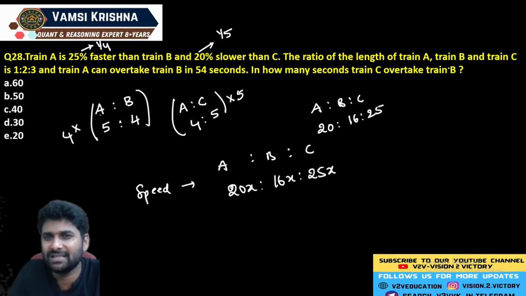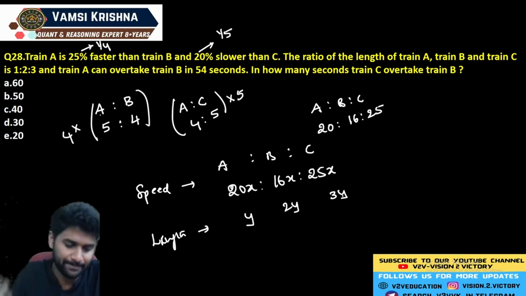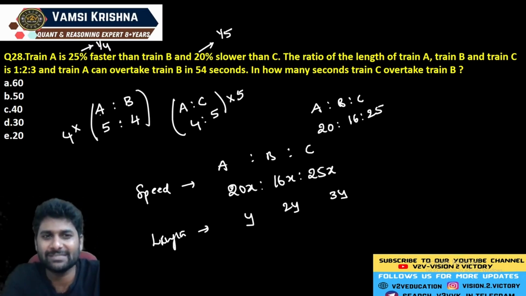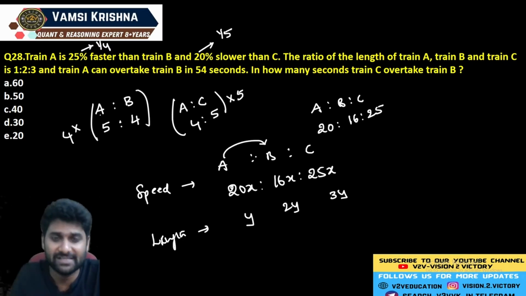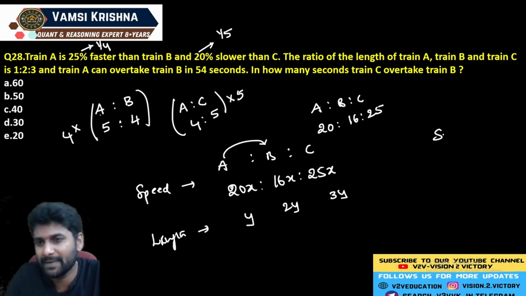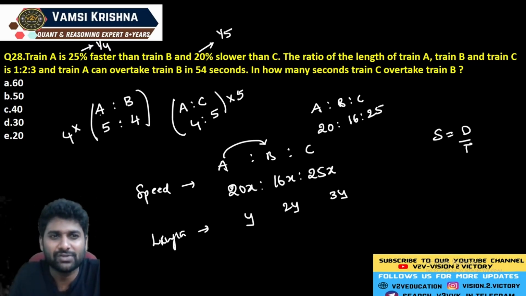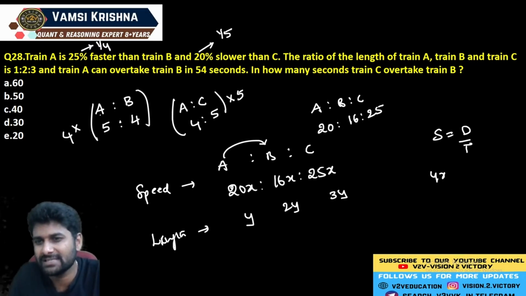And they clearly mention that the lengths of the trains are exactly equal to y, 2y and 3y. Now the question: A overtakes B, guys. What about the speed? If both are traveling in the same direction, relative speed is exactly equal to the difference. Speed is equal to distance by time. So A overtakes B. What is the difference here? 4x is exactly equal to distance, which means length of train A plus length of train B, it's 3y. Now the time. It takes 54 seconds. Now you will get one equation.